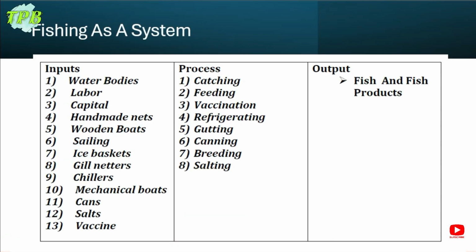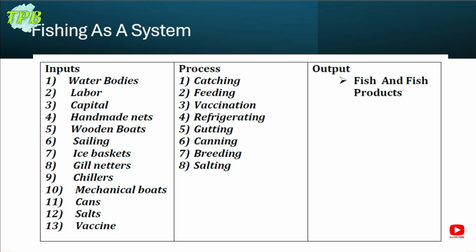When we look at fishing as a system, it has three basics in it: inputs, processes, and outputs. For inputs, we have water bodies, labor, capital, handmade nets, wooden boats, sailing boats, ice baskets, gill netters, chillers, mechanical boats, cans, salts, or vaccines. There can be more inputs required for a fishing industry.